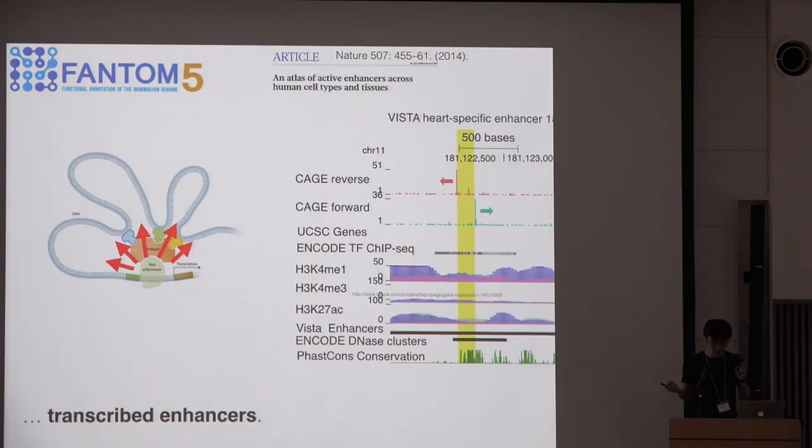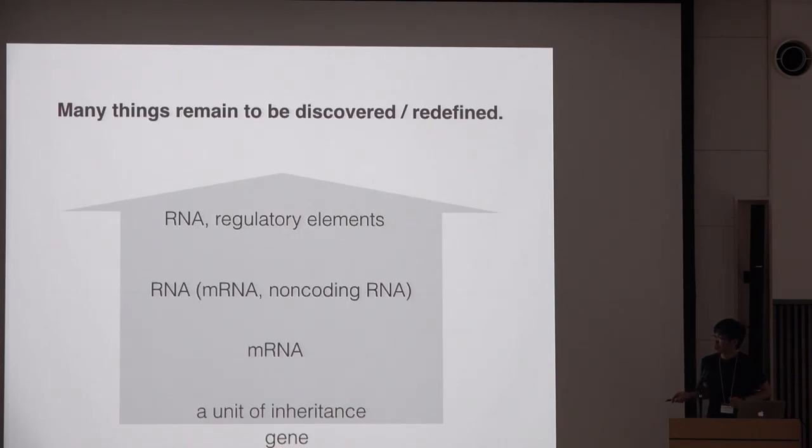This is important since the gene was originally defined as a unit of inheritance, not just a protein coding gene or whatever. Gene is just a concept of a unit of inheritance. Later on, this has been defined as mRNA or protein coding gene. After that, non-coding RNA came up, and we had to add it as a gene. And now regulatory elements can also be added. In this way, many things remain to be discovered or redefined. We are still at the stage of redefining all these concepts.